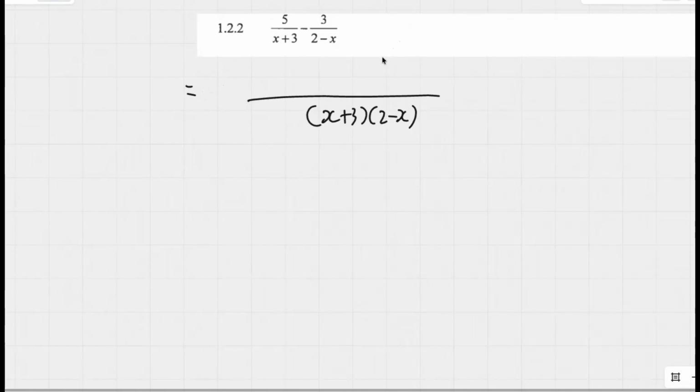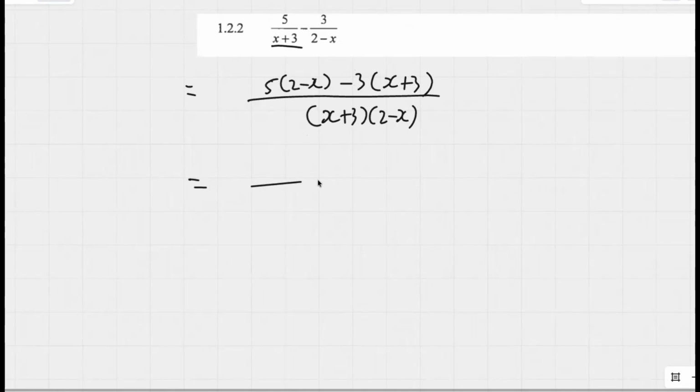So how we actually do this now, we look at the denominator here, and we divide the common denominator by the denominator of our first term, and we'll be left with 2 minus x times our numerator from there. So it'll be 5 into 2 minus x. And we do the same for the next term. So we look at this denominator. When we divide the common denominator by the denominator of the second term, we're left with x plus 3, and our numerator here is negative 3. So negative 3 into x plus 3.